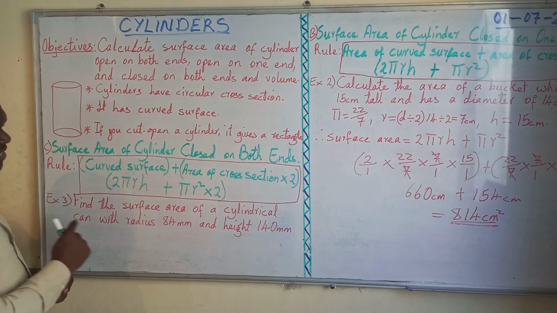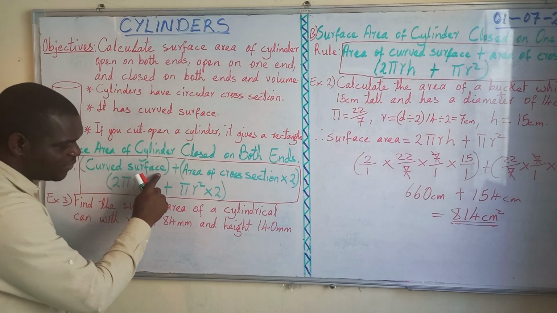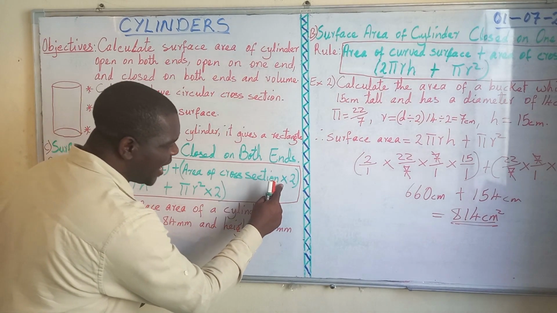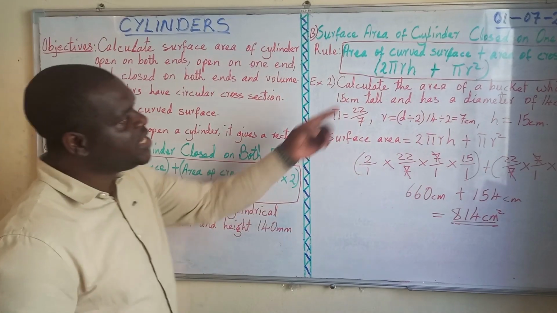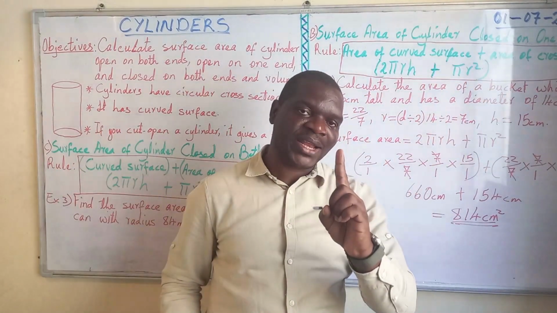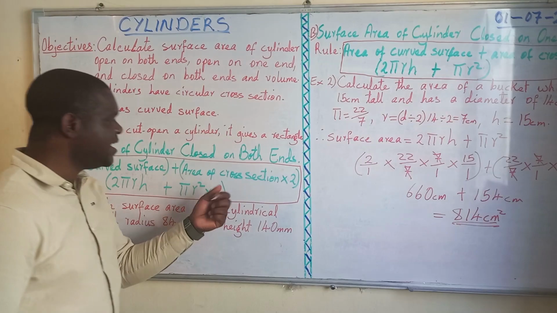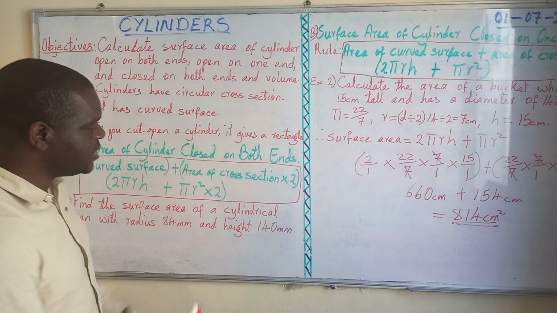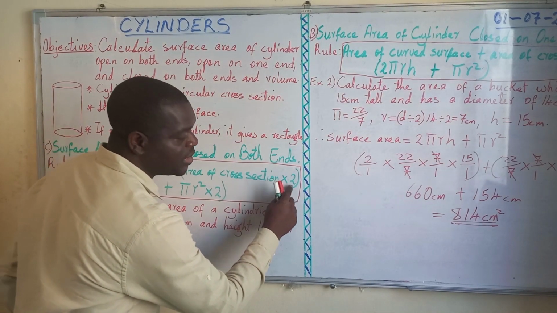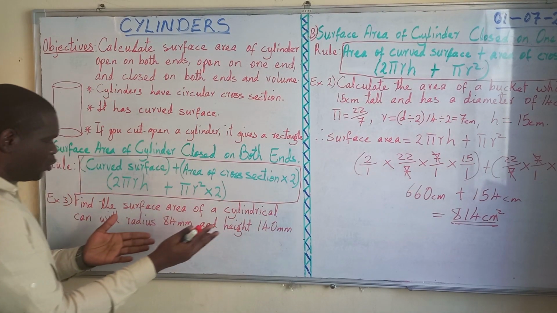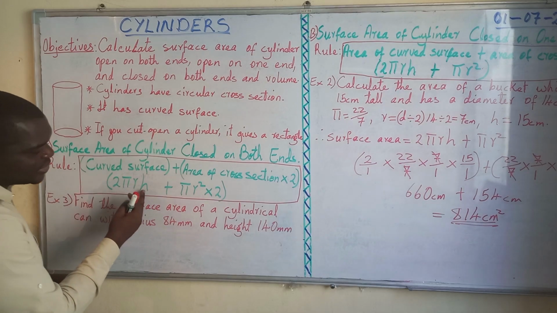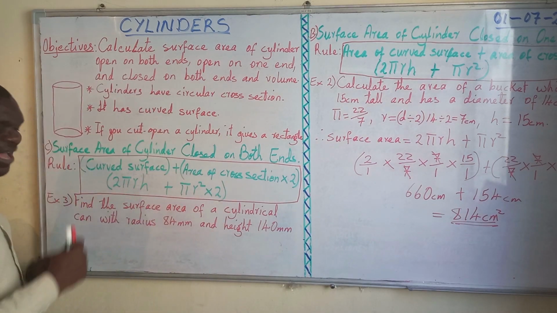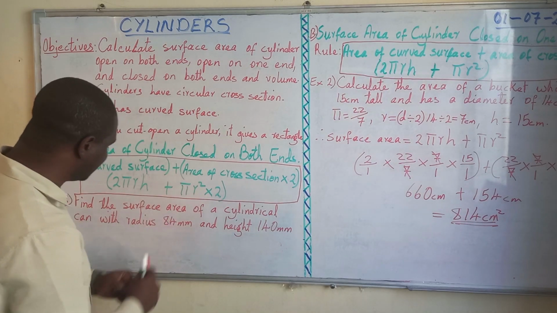The rule states that find the area of the curved surface and add to the area of cross section times 2. Remember here, the cross section is only one that is closed, and in this case, there are both sides, that is 2 closed. And for that reason, you multiply the area of cross section by 2. And for short, you can write it as 2 pi radius height plus pi radius square times 2. Now let's apply this rule in this example.